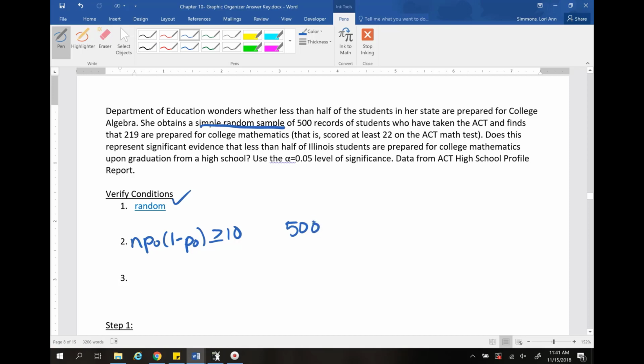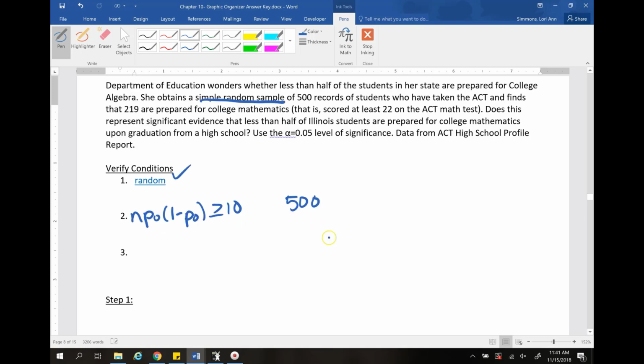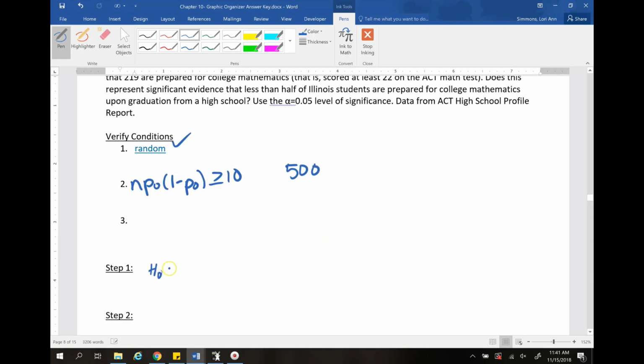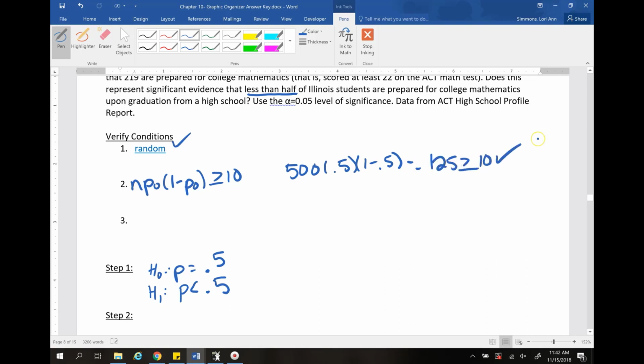P sub 0, so what are we trying to test our hypothesis against? Our null hypothesis is going to be our proportion equal to something, and our alternative is P either not equal, less than, or greater than. So if you go back up to the question, it says less than half. Less than, and how do you write half as a proportion? 0.5. So this is P sub 0, so P sub 0 here is also 0.5. You do that math, you get 125, and that is greater than or equal to 10.